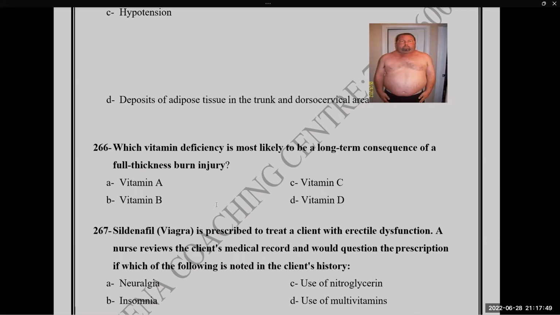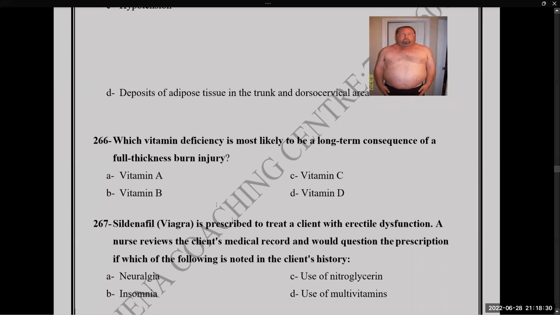Yes. Vitamin D deficiency, ma'am. Why? Because skin will be burned. That's why, because skin absorbs vitamin D, production will be affected. Very good. So in the skin, we have melanin cells or melanocytes. Melanocytes are necessary to absorb vitamin D from where? From the Sun, ma'am. Sunlight. Okay, very good. So the long-term impact or long-term consequence is vitamin D deficiency.